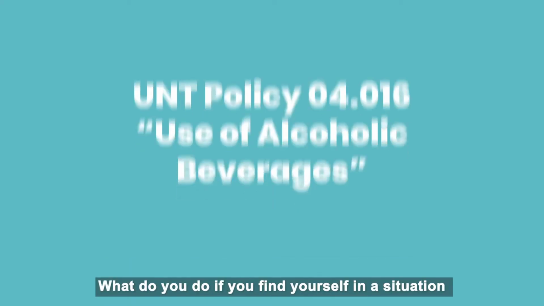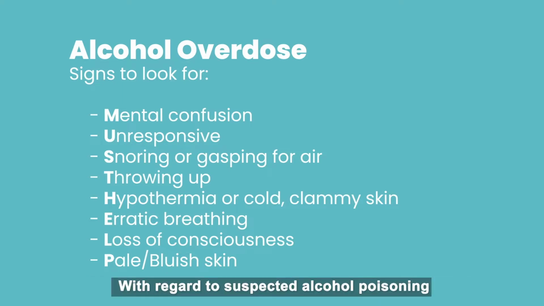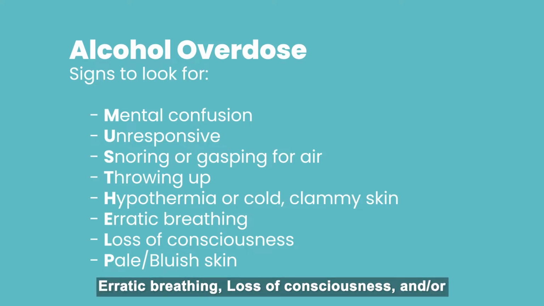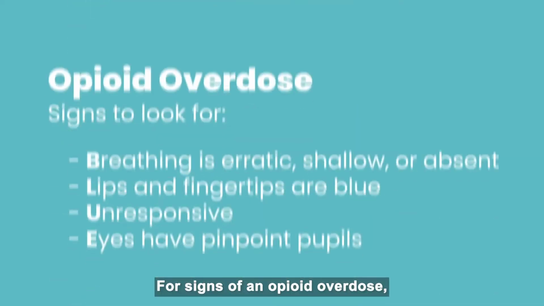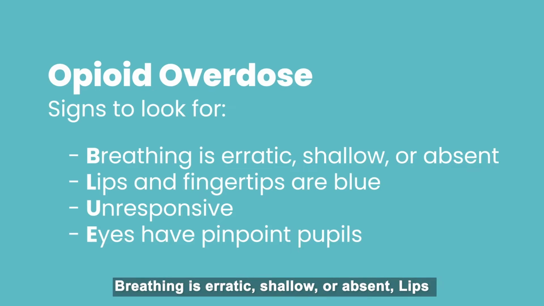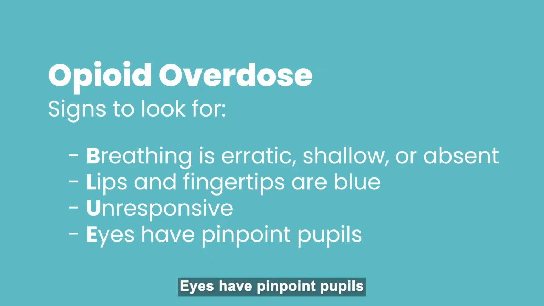What do you do if you find yourself in a situation that someone you're with has a suspected overdose? With regard to suspected alcohol poisoning or alcohol overdose, remember the acronym MUST HELP to look for signs: mental confusion, unresponsive, snoring or gasping for air, throwing up, hyperthermia or cold clammy skin, erratic breathing, loss of consciousness, and/or pale bluish skin. For signs of an opioid overdose, remember the acronym BLUE. Breathing is erratic, shallow, or absent, lips and fingertips are blue, unresponsive, and/or eyes have pinpoint pupils.